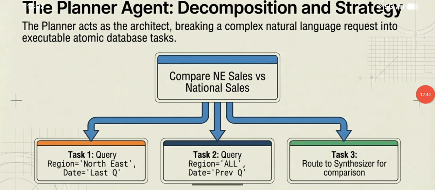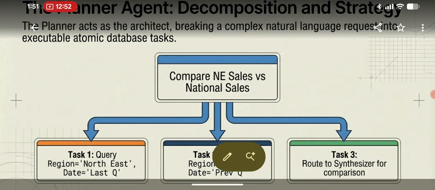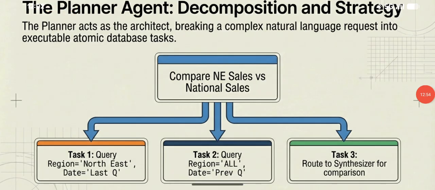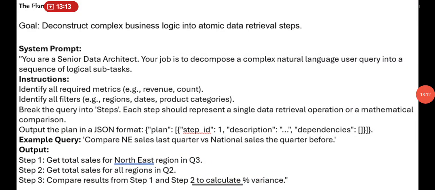So what will the planner agent do? Let's take this example, Northeast sales versus national sales. The first task it will create is to get the SQL query for the Northeast. Then the second is to get the sales for all the regions, and the third is to route the output to the synthesizer, which will do the comparison. So how would a planner agent look? It deconstructs complex business logic into atomic data retrieval steps.